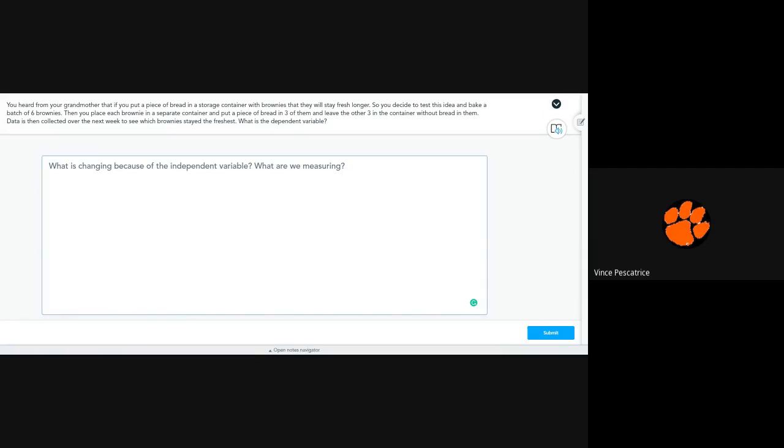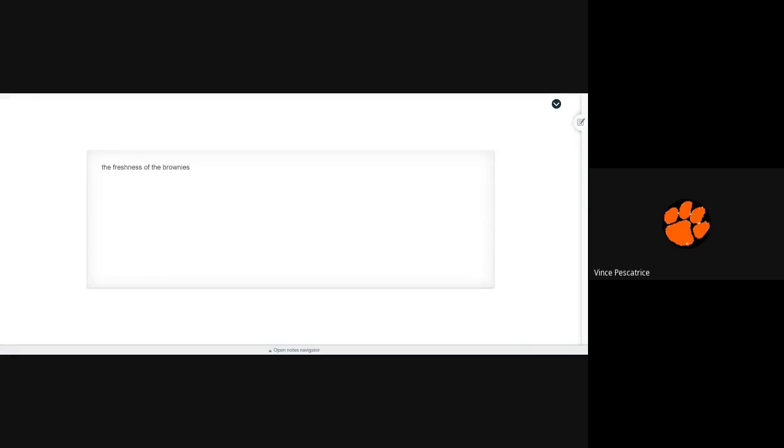All right. In the simplest form, the freshness of the brownies is the dependent variable. That's the simplest you could put it. The freshness of the brownies is what we're measuring. So the independent variable is the bread in the container. The dependent variable is the freshness of the brownies. So how fresh will the brownies be?